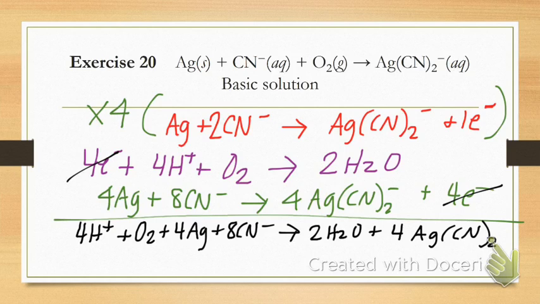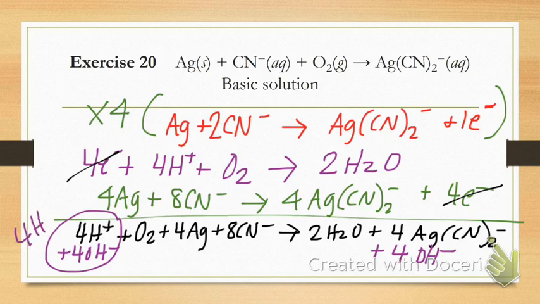Now, if this were neutral or acidic, we'd be done. But alas, it is not. So the next step, whenever you have a basic solution, is however many free hydrogen you have, you're going to add that many hydroxide to both sides. So I have 4 free hydrogen, right? So I'm going to add 4 hydroxides here and 4 hydroxides here. Guess what these like to make? Water. So they make 4 H2O.